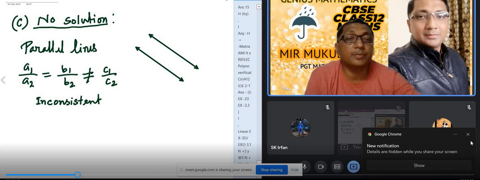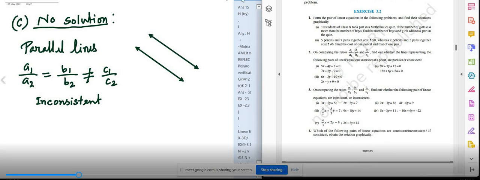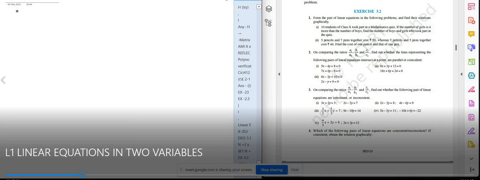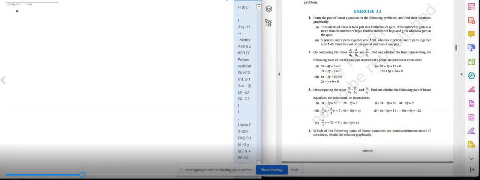Now we can start exercise 4.2. Already 4.1 we have done. So now read question number 1. Form a pair of linear equations in the following problems and find their solution graphically. That means we have to form the equation and also draw its graph. So here we are doing exercise 3.2, not 4.2. So you'll remember this is exercise 3.2. Okay, fine. Now I'm explaining. Answer 1.